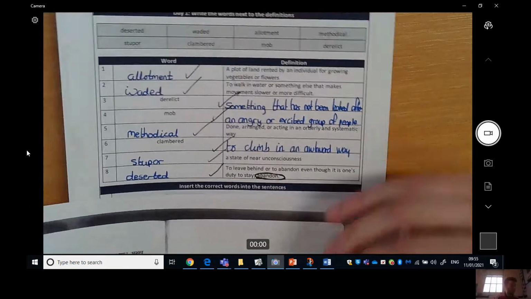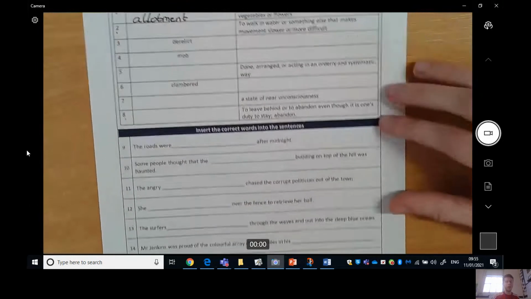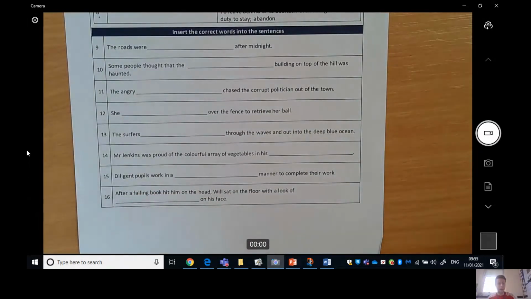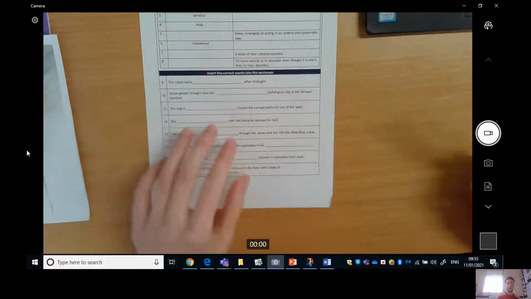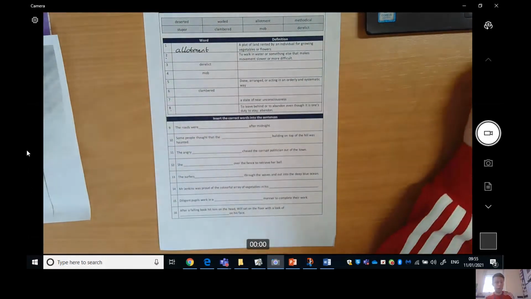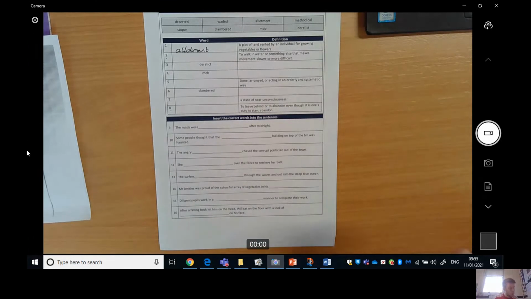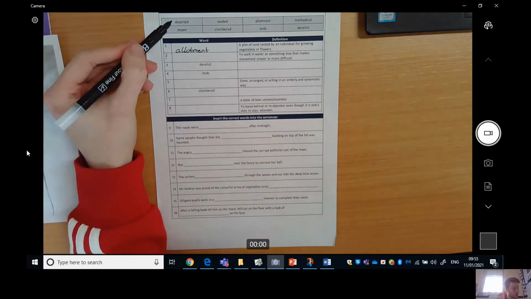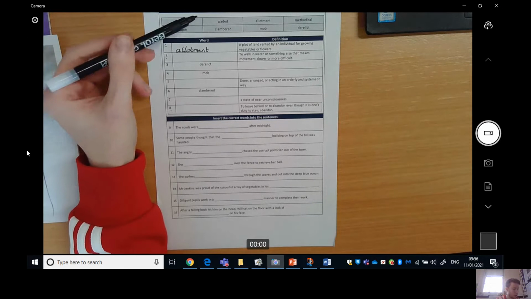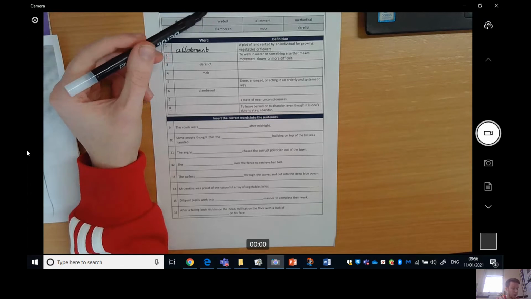And now we'll move on to the second part of our activity sheet. This is where you need to fill in the blanks using the words given. So off we go again. The roads were something after midnight. Now, the first word I have here is deserted: the roads were deserted. That definitely sounds good, but again, I will just check. The roads were waded after midnight doesn't make sense to me.